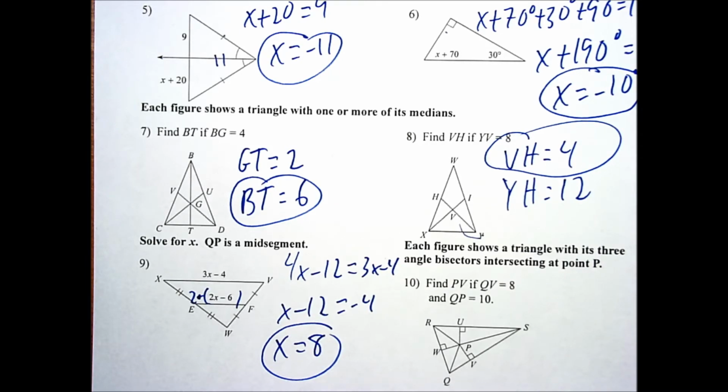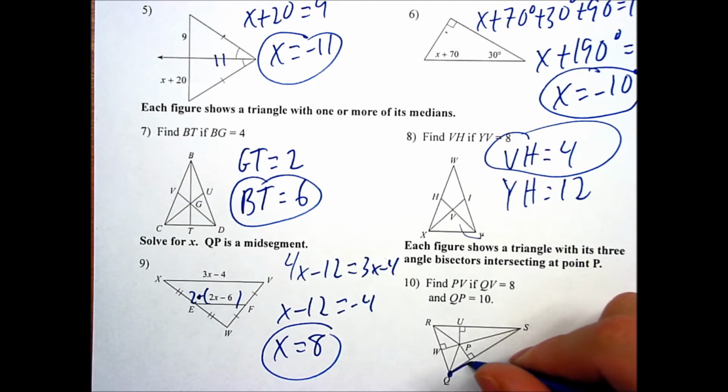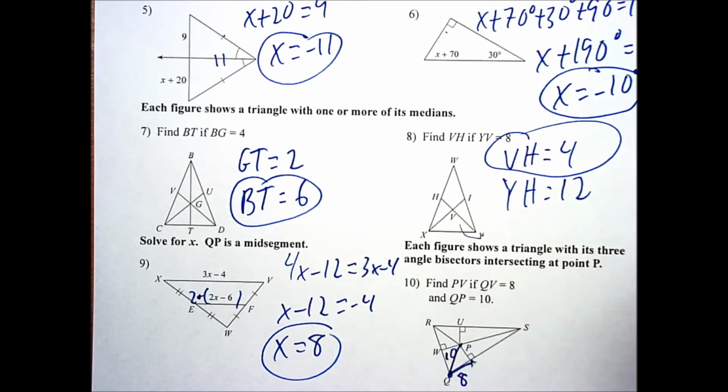Next one. The angle bisectors. These will make right triangles. So find PV if QV is equal to 8. QV is this bottom length. And QP is 10. QP is this length here, the diagonal or the hypotenuse of the right triangle.